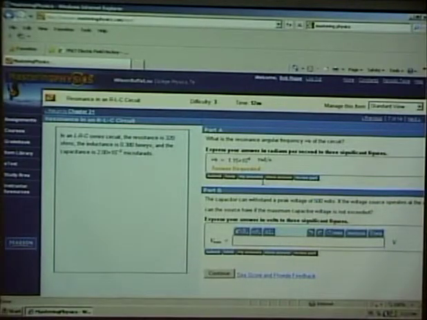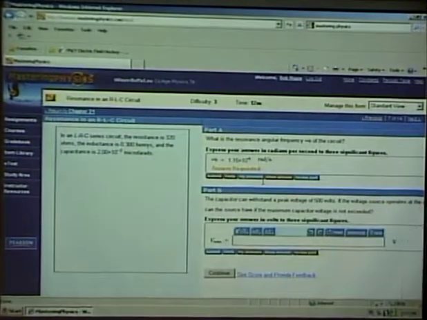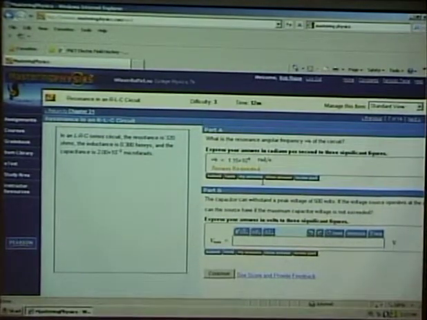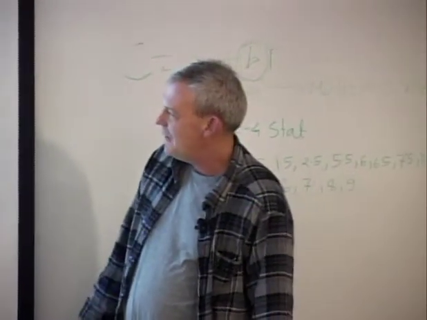You know what I kept doing? I kept forgetting to take the square root on this thing. So this might have been it, because you were saying, wait a minute, what's the angular frequency of the circuit? Now, the angular frequency of the circuit is equal to 2 pi times F naught. All right? And so here we go.